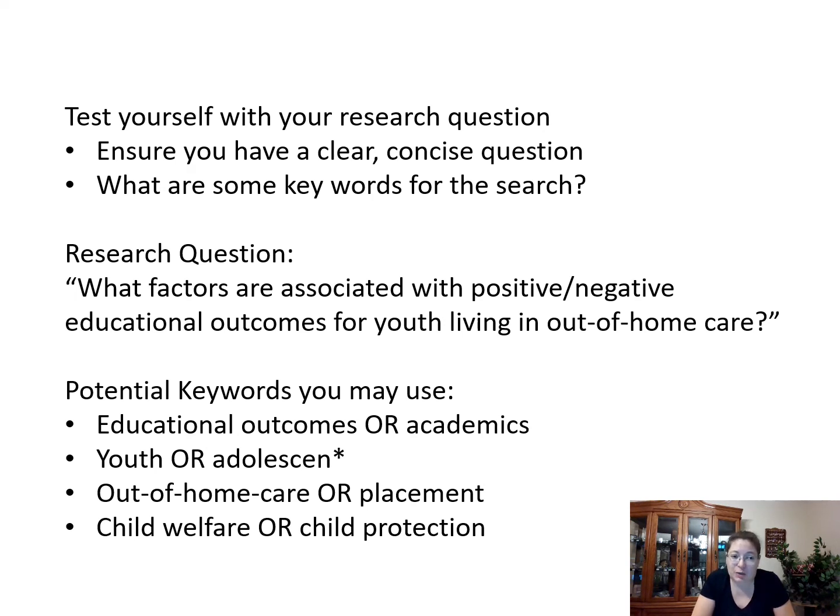For instance, if my research question was, what factors are associated with positive or negative educational outcomes for youth living in out-of-home care, potential keywords I might use could be educational outcomes or academics. And then for the population, I could say youth or adolescents. And the asterisk at the end of the word expands the word. So I could search either adolescent or adolescents, so all of those terms will be included in the search. And then I also want to cover exactly what population I'm talking about. So I'm talking about child welfare, child protection, and youth who are out of home care or placement.